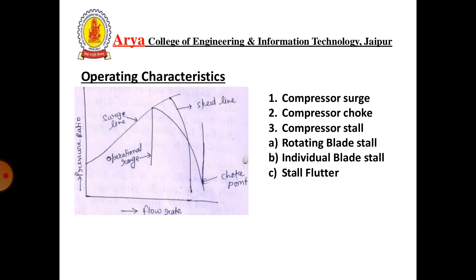Individual blade stall occurs when the entire blade around the compressor annulus stalls simultaneously without the occurrence of a stall propagation mechanism. Third is stall flutter. Stall flutter is a phenomenon that occurs due to stalling of flow around a blade. This phenomenon is caused by self excitation of the blade.